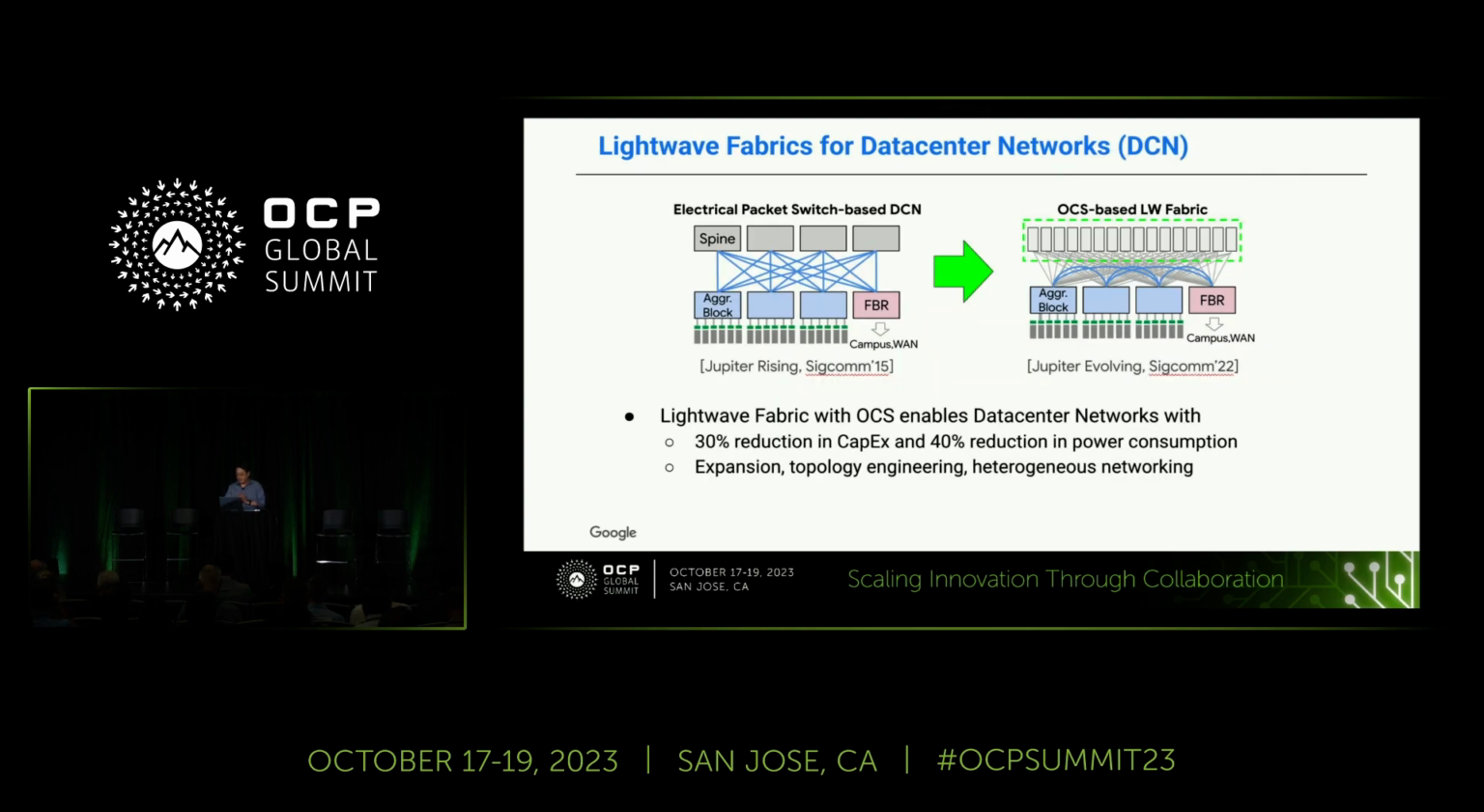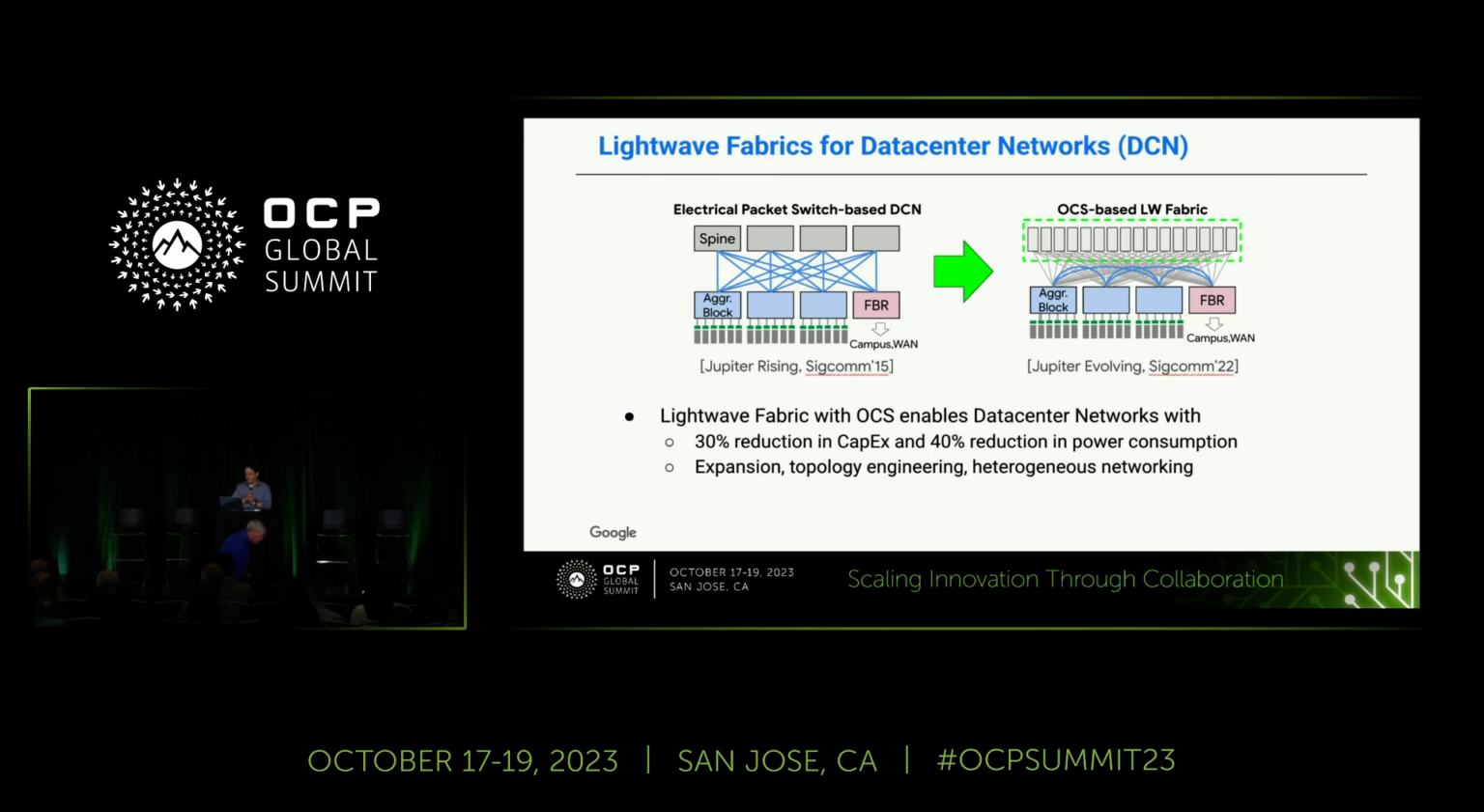So last year at SIGCOMM, we disclosed to the world that we had upgraded Jupiter. We had gone from purely electrical packet switching, and instead we had replaced our top layer network with optical switches. This runs in Google data centers every single day worldwide. And those optical switches now connect our aggregation blocks as well as our fabric border routers, which then go to either other campuses or the rest of the world. And by doing this, we have achieved very significant reductions in both CapEx and power consumption. And again, I want to highlight that this is only for the networking layer. Obviously, compute takes more power.